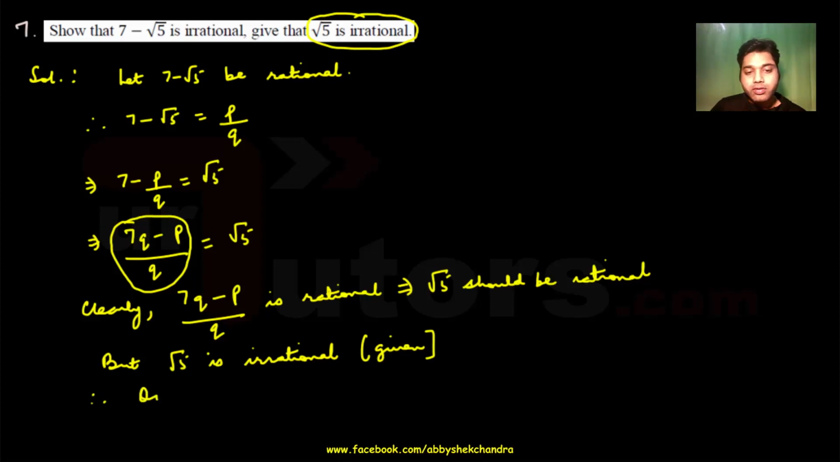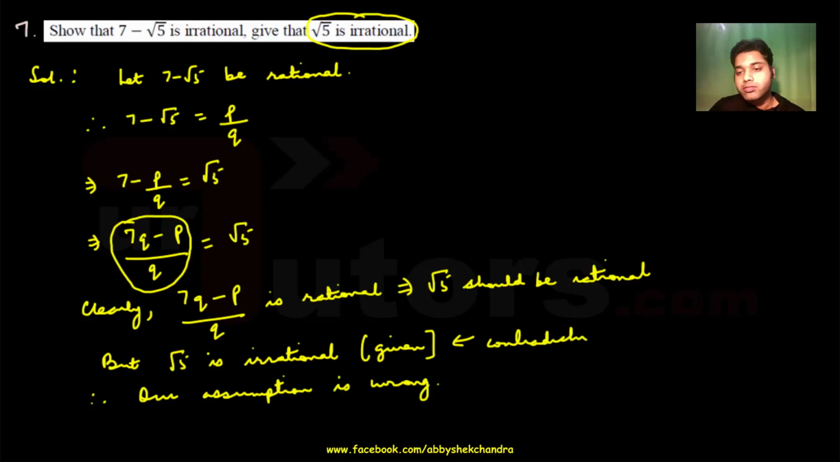Therefore, our assumption is wrong, because we arrived at a contradiction. This is a contradiction, right? This and this, right? So therefore our assumption is wrong. Hence 7 minus root 5 is irrational. Understood?